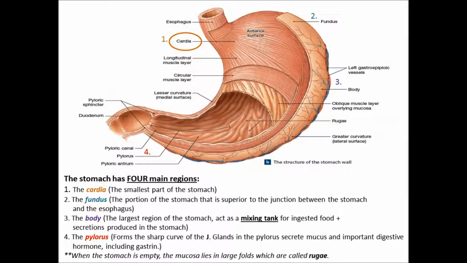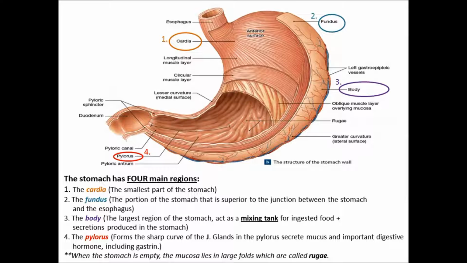The second region of the stomach is called the fundus. The area of the stomach between the fundus and the curve of the jaw is called the body. The body acts as a mixing tank for the ingested food and secretions produced in the stomach. For your information, gastric glands in the fundus and body secrete most of the acid and enzymes involved in gastric digestion.